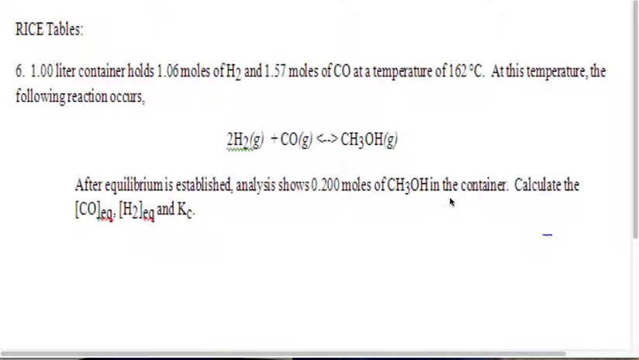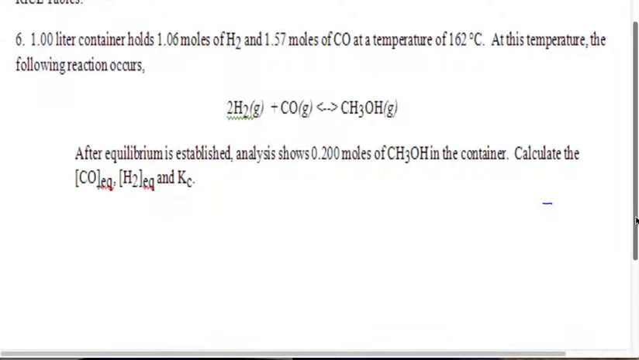So in this problem right here, we're just going to jump in. It says, a 1.0-liter container holds 1.0 moles of H2 and 1.57 moles of CO at a temperature of 162. Don't let the temperature freak you out. It's just saying that everything we do is only good at that temperature. The following reaction occurs. After equilibrium is established, analysis shows 0.2 moles of methanol in the container. Calculate the concentration of CO at equilibrium, of H2 at equilibrium, and the Kc.